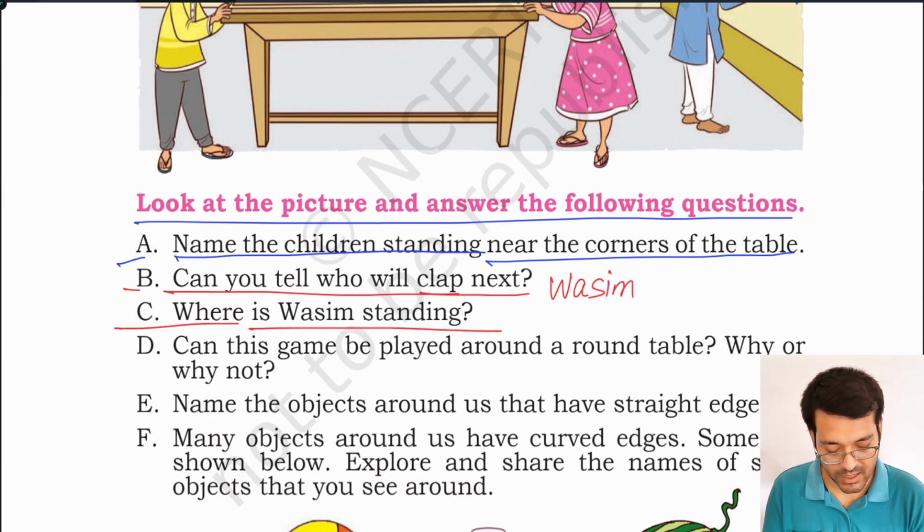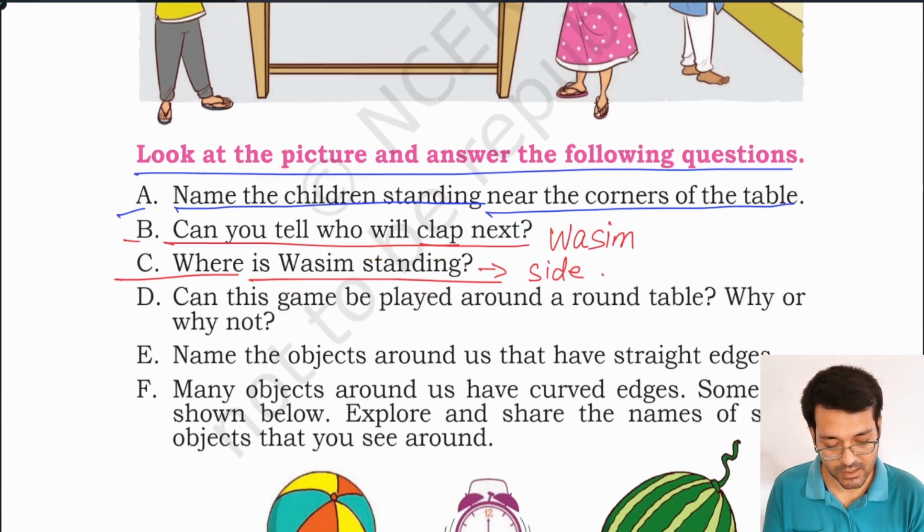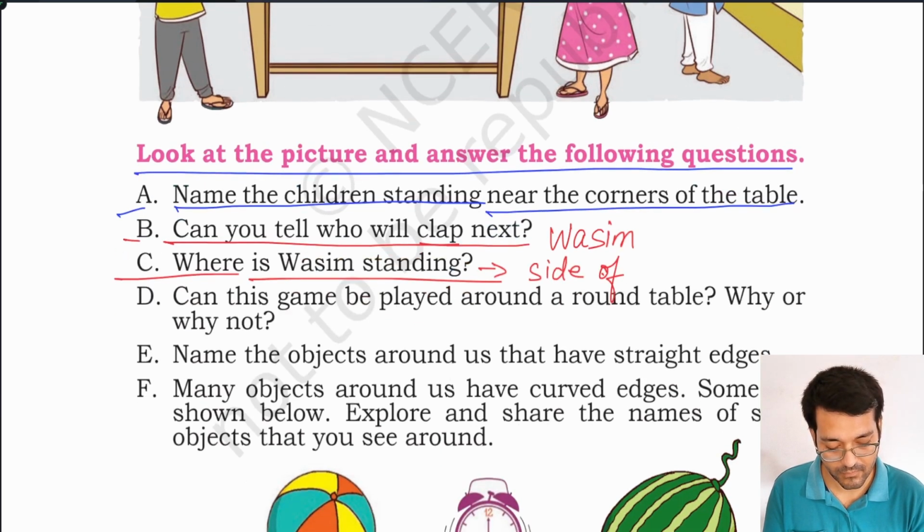Where is Wasim standing? Wasim is standing on the sides of the table. Okay, side of table. Standing near a side of the table.